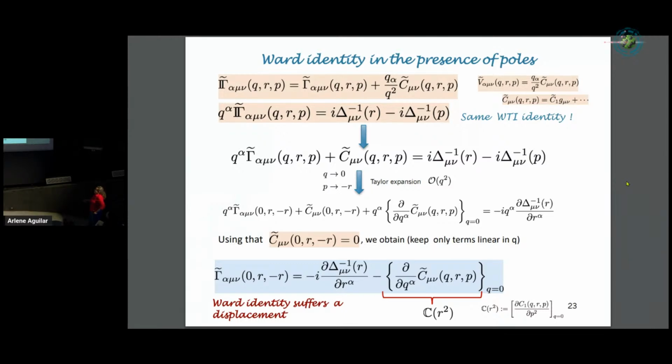to see what happens at the origin. And then you see that my vertex is going to be the previous answer plus a displacement, a displacement that is related to the function that appears in the pole. This function I'm calling C-fat here. So this C-fat is completely related to the presence of the poles in the vertex.